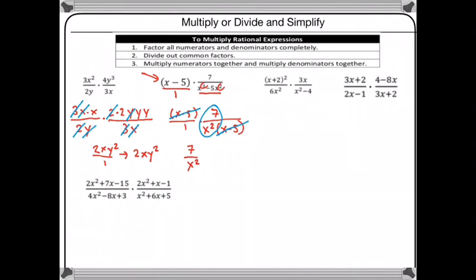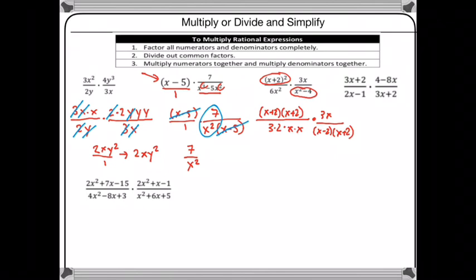Okay, so here we go to the next one here. So it looks like we have x plus 2 squared here. So it looks like we got x plus 2 times x plus 2, all over 3 times 2 times x times 3x all over. Now this is the difference of two squares right here, so we go x minus 2 and x plus 2 from lessons past. We should know that.